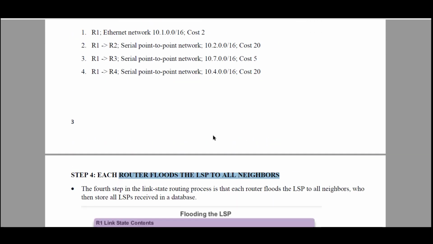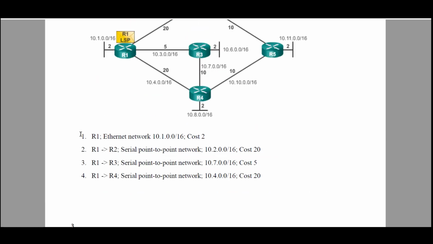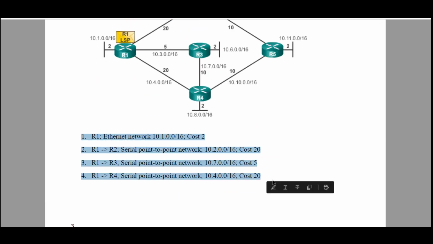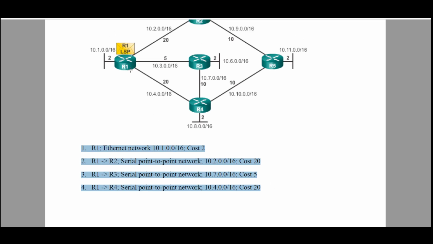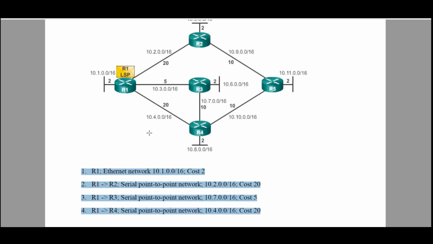You can see R1. If you take the LSP of R1, all this information will be available. The LSP of R1 is going to have all 4 pieces of information: what is the cost of this link, what is the cost of this link, what is the cost of this link, and what is the cost of this particular link. Whether it is up or down, all information will be available in the LSP.